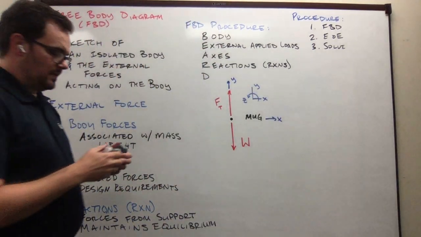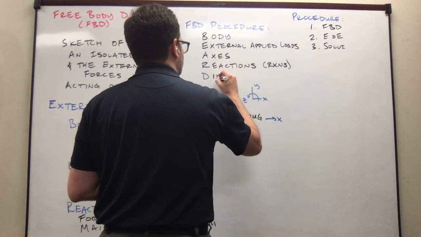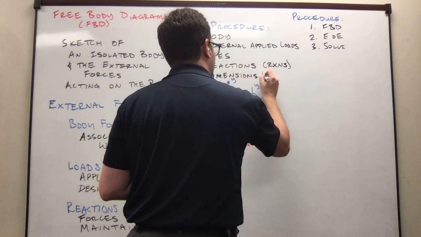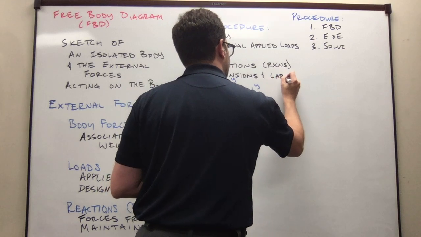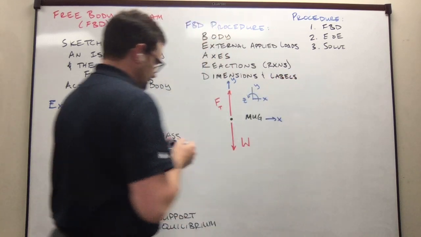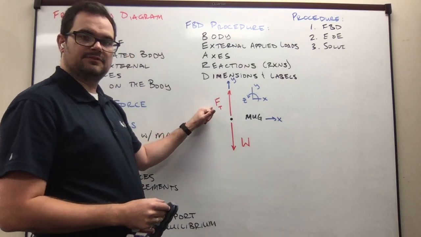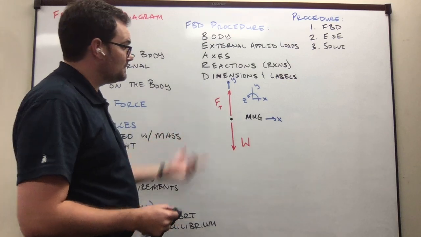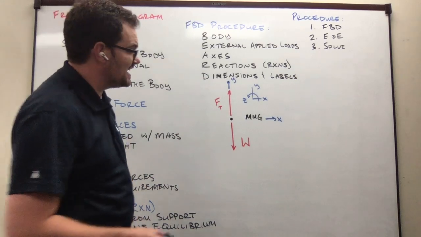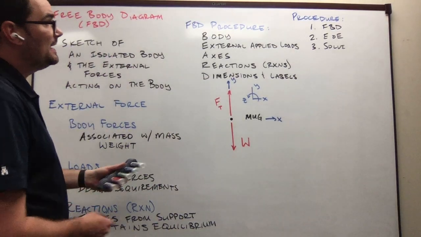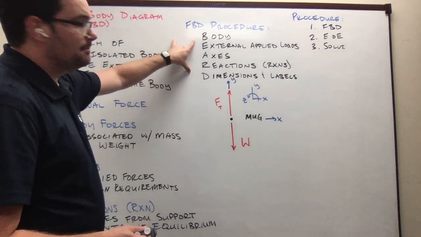The last thing that we'd want to do is identify our dimensions and labels. W, F sub T. I've got some dimensions or some labels on there. Dimensions don't matter too much in this case. There's no angles going on. That might be something we'd have to watch out for. But if I have this, I've got my full beard.